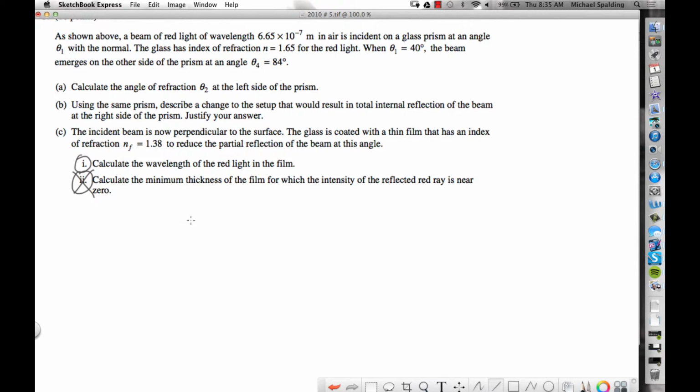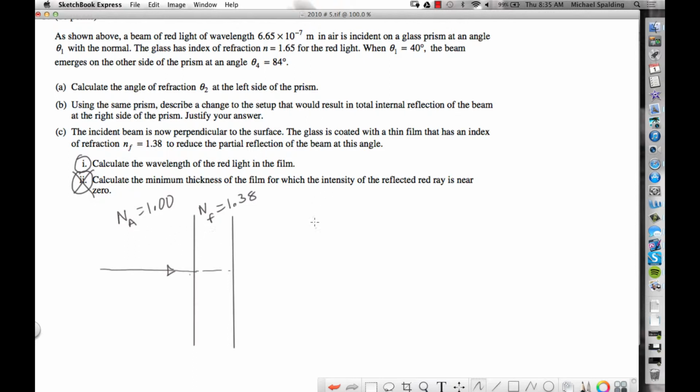We have this boundary here, and there's this thin film, and the index of refraction for the film is 1.38. This area is the film, and over here is air. The index of refraction for air is 1.00, and the ray comes in perpendicular, bam.